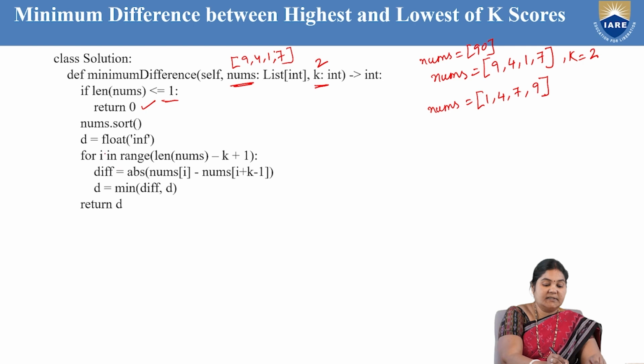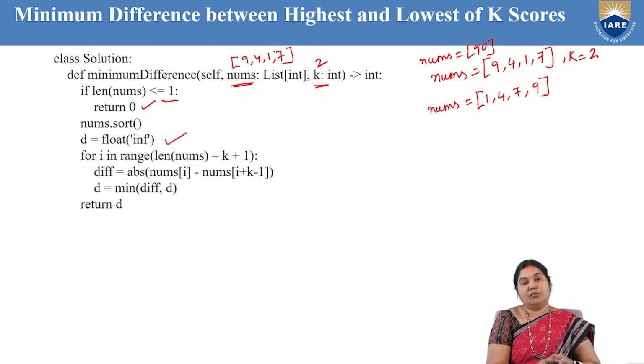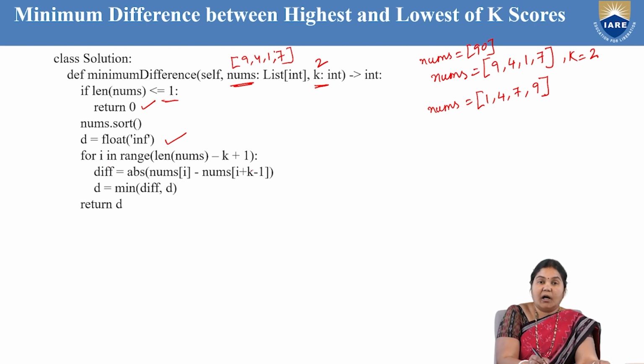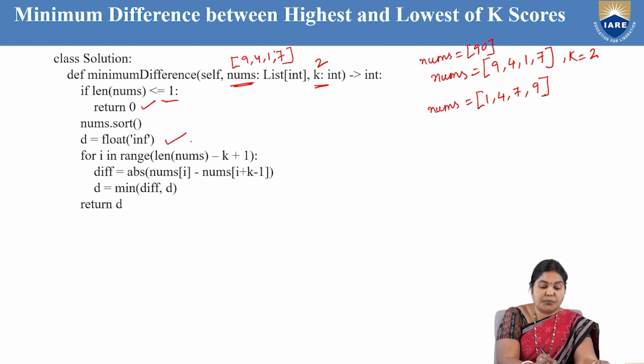Right? Now, what is D? D is a very large value. I am just setting it so that I can compare and find the minimum value. So D is a very large value. float of infinity is written in Python to set D to a very large value, near to infinity. So, how to find it? We need to find the subarrays and check their highest and lowest score difference so that the score will be minimum. For i in range of length of nums minus k plus 1. What is the length of nums? It is 4, minus k value 2, plus 1. So it is 3.